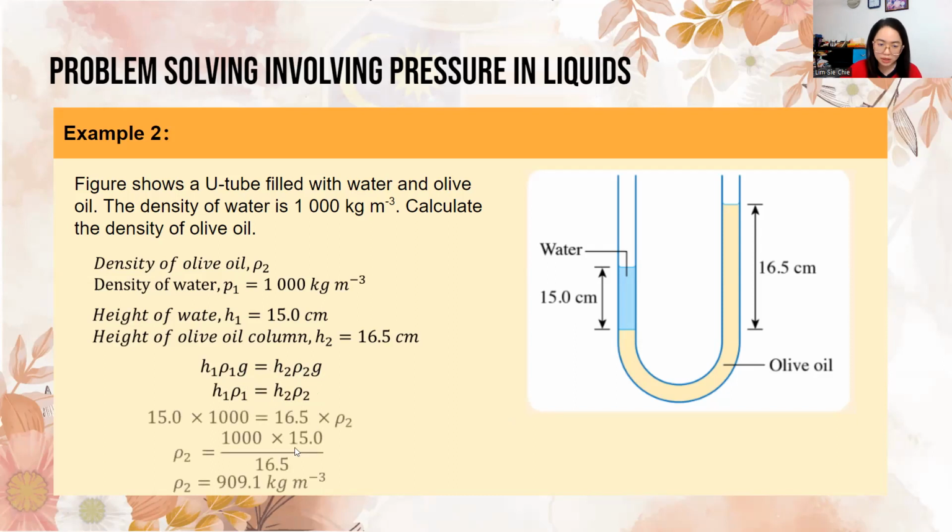Then I put in the values. I have 15 centimeter multiplied by 1000, this is my density of water, and 16.5 centimeter multiplied by my rho 2. So I bring this 16.5 to the other side. That's why I have 1000 times 15 divided by 16.5. Then I just press it into the calculator. I get 909.1 kilogram per cubic meter. Okay, so that's what I have.